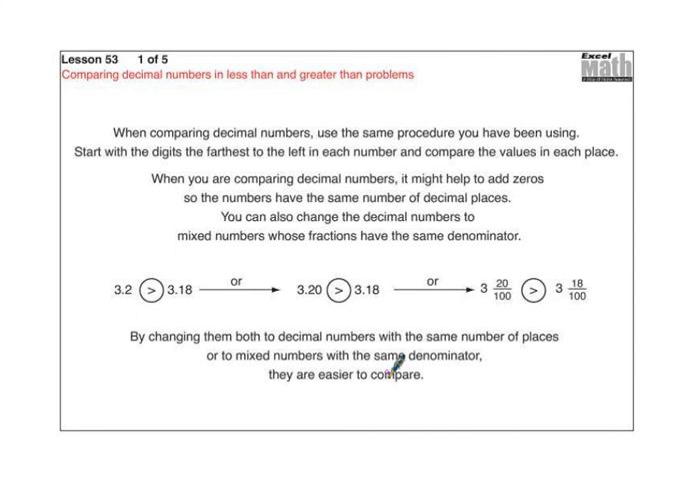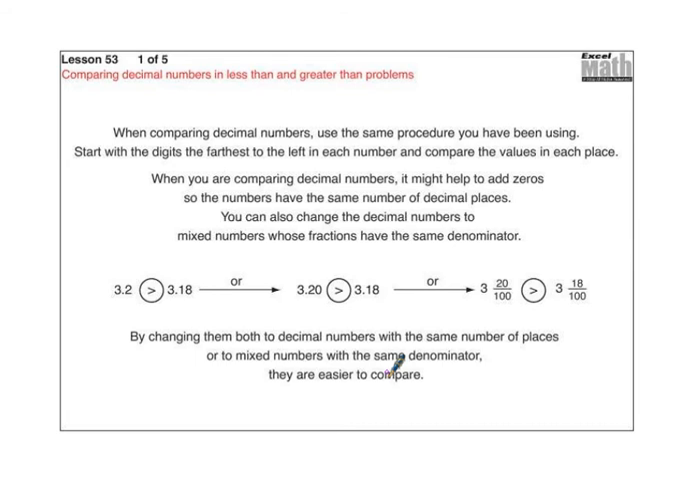All right, here we go with 6th grade Excel, lesson number 53, comparing decimals in less than and greater than problems. When comparing decimal numbers, use the same procedure you have been using. Start with the digits the farthest to the left in each number and compare the values in each place. When you are comparing decimal numbers, it might help to add zeros so the numbers have the same number of decimal places. I'll show you how to do that in a second.